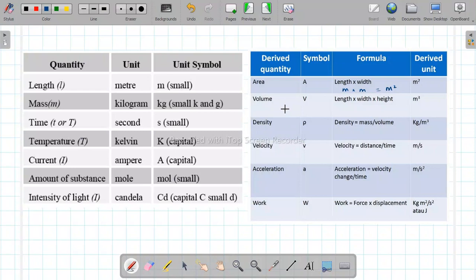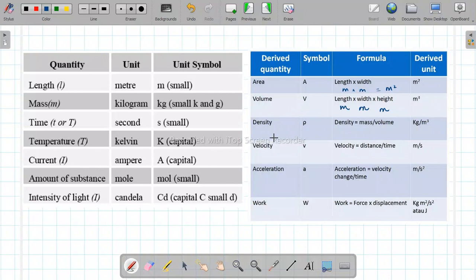Then next we have volume. Again, volume is the product of three lengths. We have length into width into height. All three of them are measured in meters because they are kind of lengths, right? When we multiply them, the unit of volume is cubic meters, right? Any three times the unit of the base physical quantity, which is meters. So this volume is the derived physical quantity.